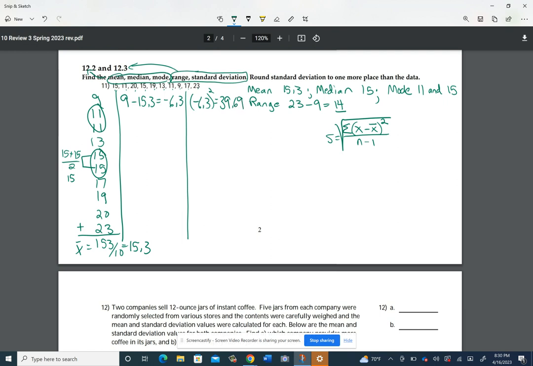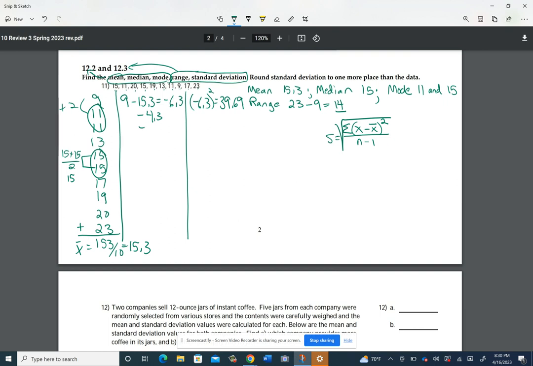Now you don't have to show your work for every value underneath there. I'm going to assume that's what you did. So 11 minus 15.3 turns out to be negative 4.3. Notice how 9 to 11 is plus 2. I can just add 2 to negative 6.3 and get that.